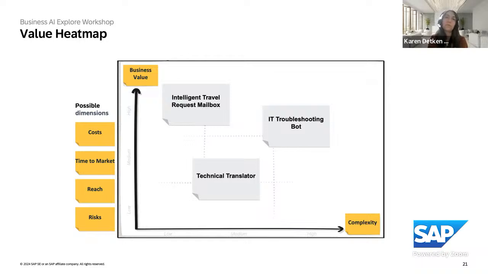Once we have those use cases described, they are evaluated using a business value versus complexity matrix. And normally, those use cases that are the less complex but have a high business value are selected to start with. And this is the last exercise in the Explore workshop.